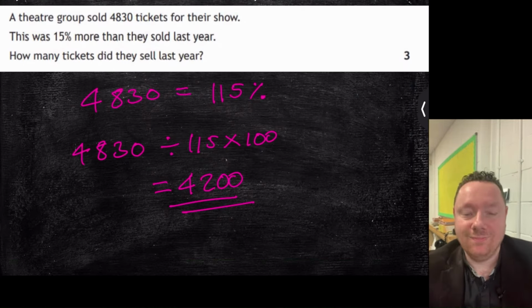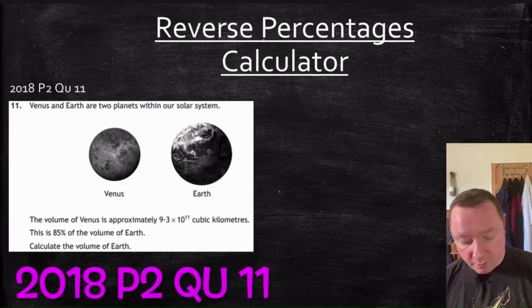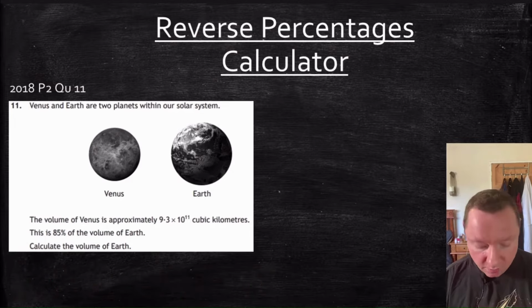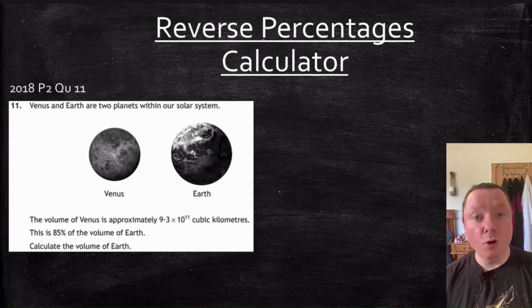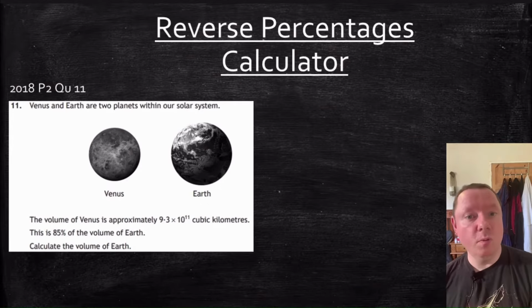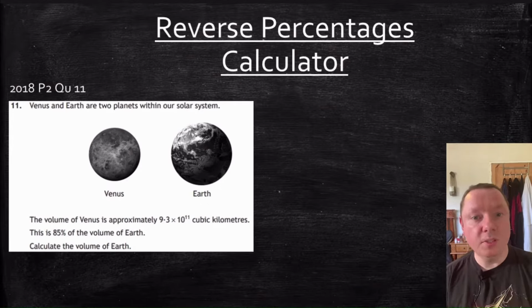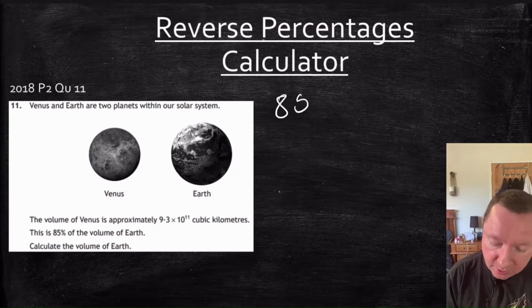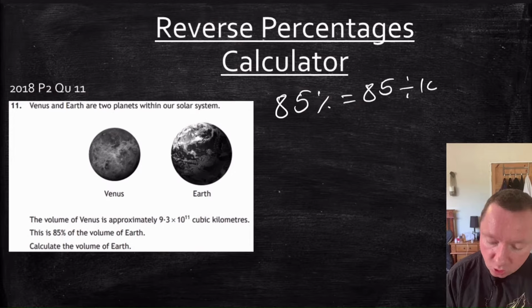And we're done there. 2 planets in our solar system. The volume of Venus is 9.3 times 10 to the 11 cubic kilometres. This is 85% of the volume of Earth. Calculate the volume of Earth. Notice it does not say it went down by 85%. It's just telling you that it's 85% of the volume of Earth. So 85% is our multiplier. Okay. So 85%, change that to a decimal. 85 divided by 100.